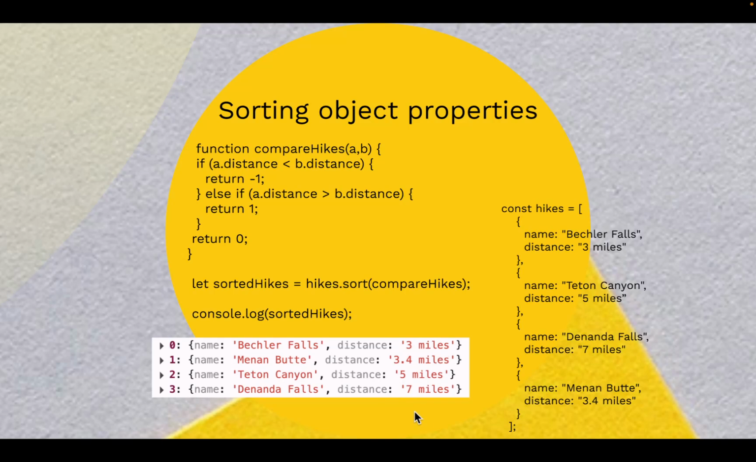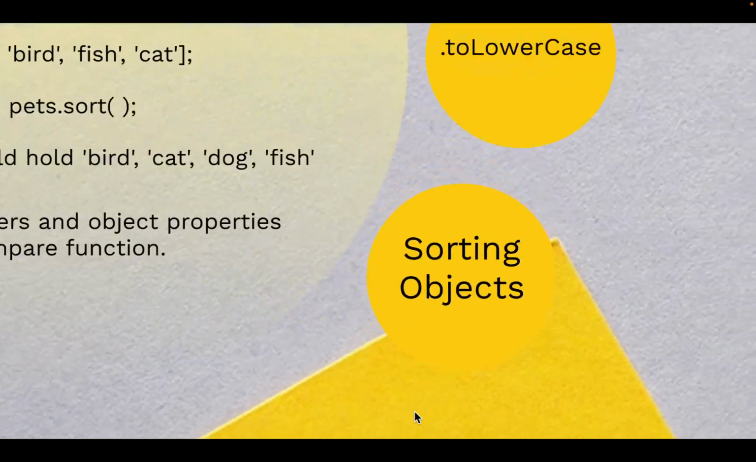So there we have the .sort method being used with and without a compare function, and also being used with different types of arrays and array properties.